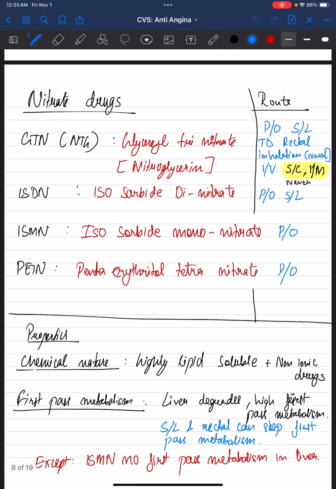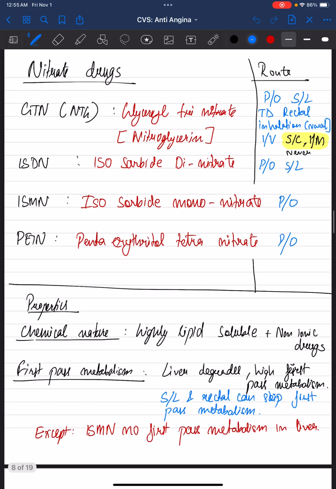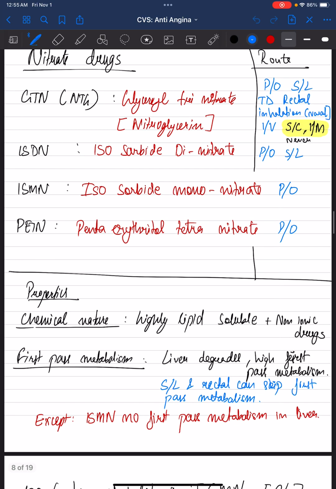So there are different nitrate drugs. The most commonly known is NTG or GTN, which is glyceryl trinitrate, but better known as nitroglycerin. There is also ISDN, which is isosorbide dinitrate, ISMN, isosorbide mononitrate, and PETN, pentaerythritol tetranitrate. So let's study what routes they are given through.